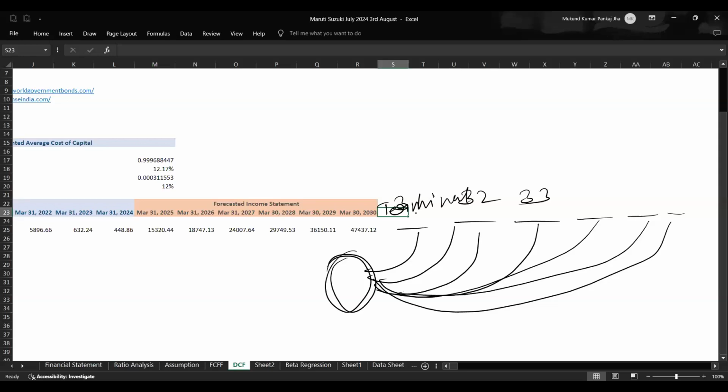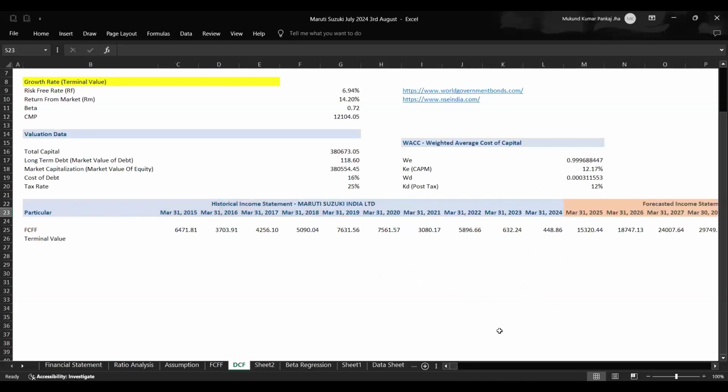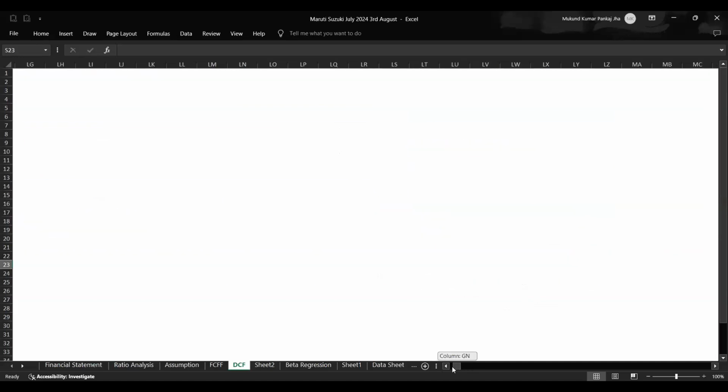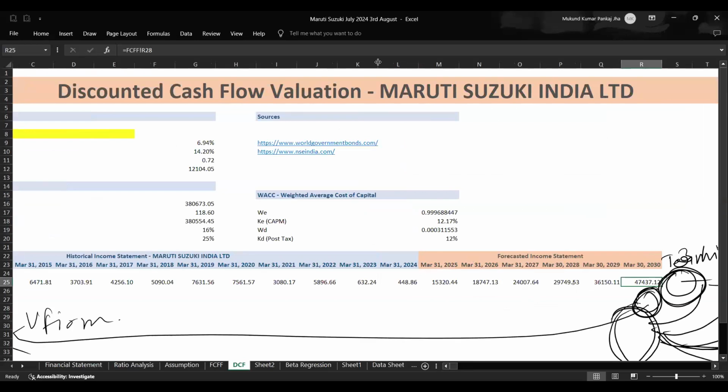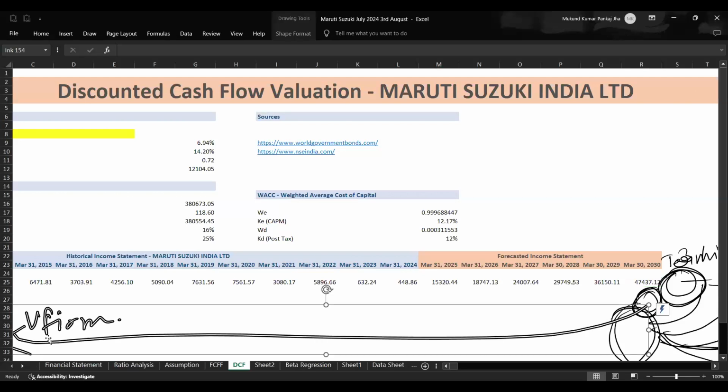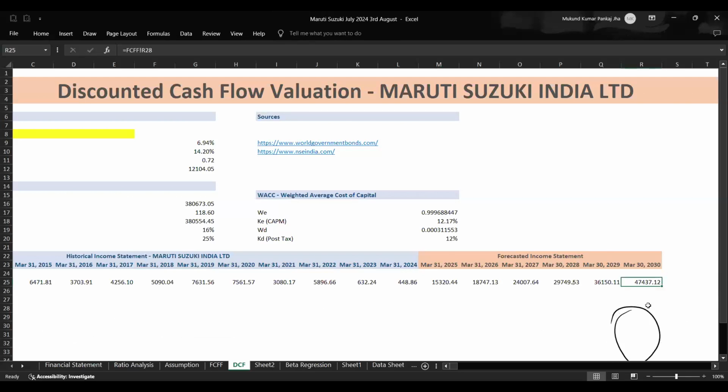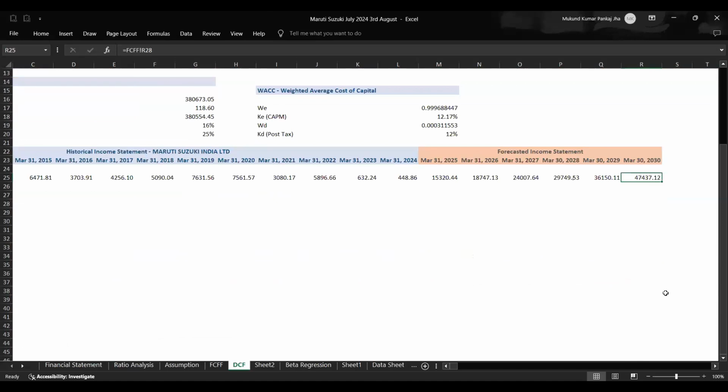What is the terminal year? The year after which we are assuming the company to be a going concern, and trying to calculate the present value of all the future cash flows from that year onwards. Are you getting this? That would be my terminal year. I would be calculating that terminal value and discounting it back to get the present value of the terminal value, to get the value of the firm. Are you guys comfortable till here? Perfect.